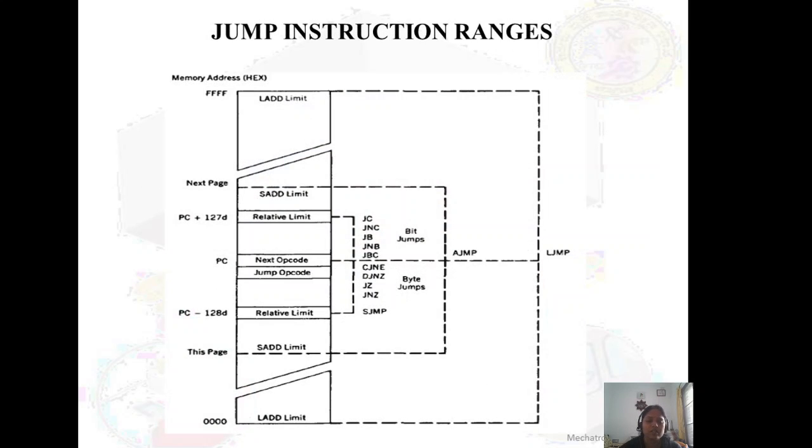We are having three different ranges. If you see the diagram here, we have from plus 128 to minus 128. It is the relative limit, for bit jumps and byte jumps, and this is your relative range. Then we have the SADD limit, that is short address limit, and the LADD limit means long address. The maximum range is 0000H to FFFFH. We will see one by one.